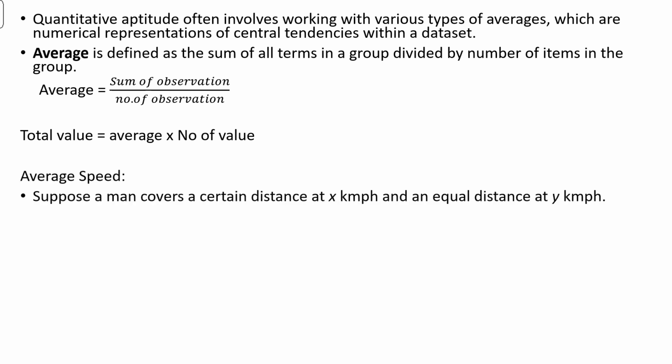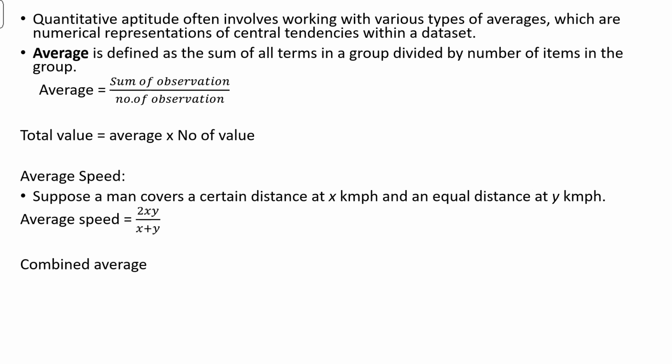Average speed. Suppose a person covers a certain distance at x kilometers per hour and an equal distance at y kilometers per hour, then his average speed equals 2 into xy divided by x plus y.